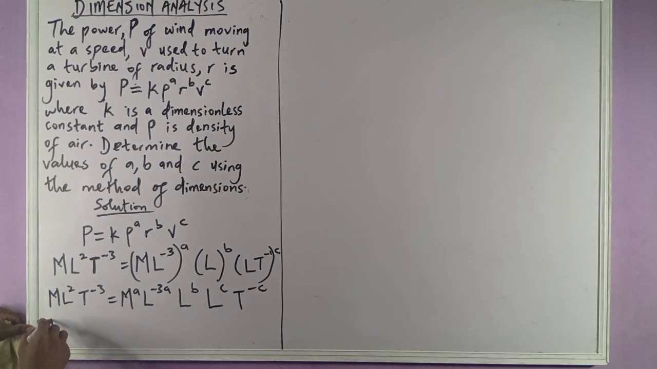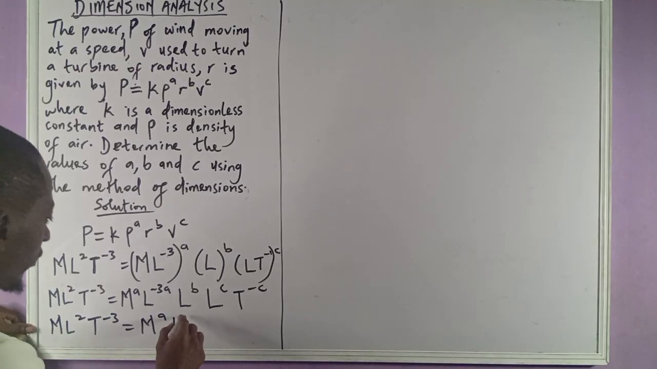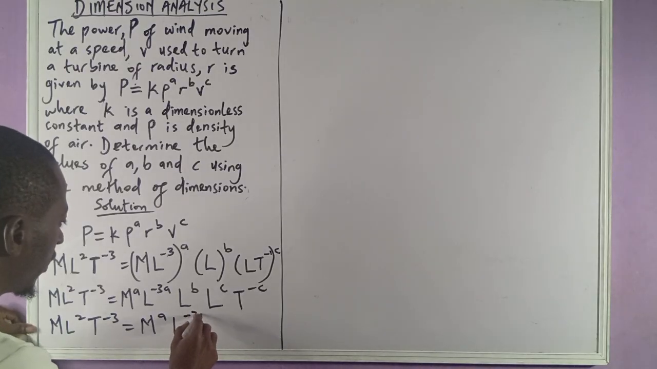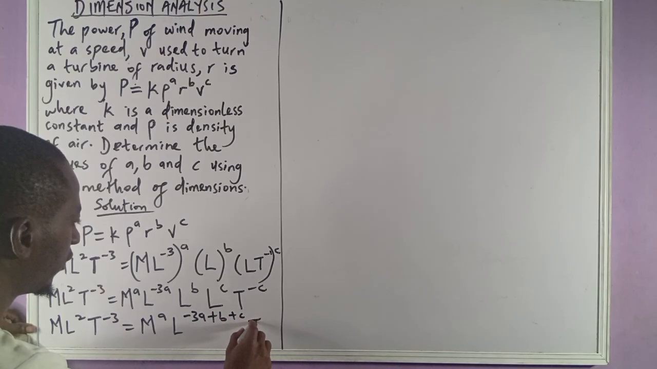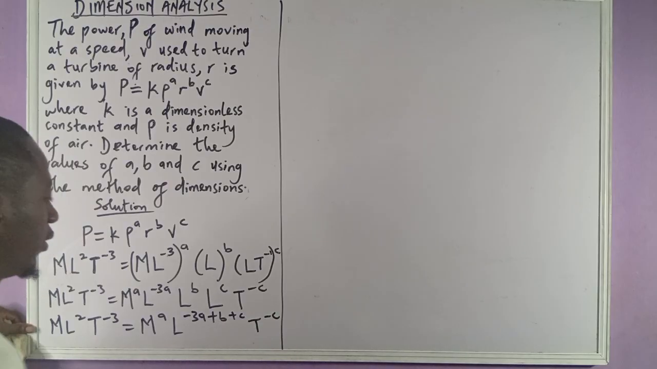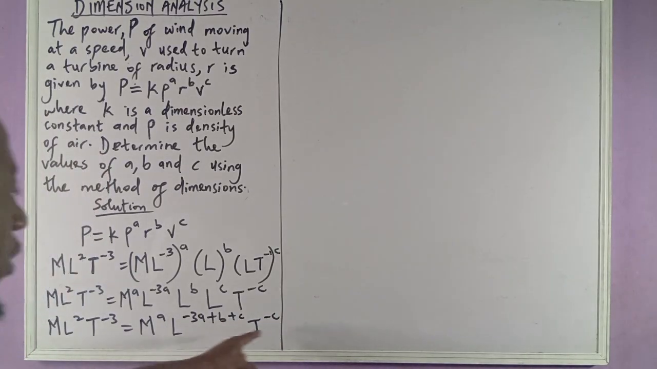So I'll have something looking like this: m L raised to power 2 T raised to power -3 is equals to m raised to power A. So write one L and add the power of all the L together: 3A plus B plus C, and the next thing T raised to power -C. So at this point, I'll equate the powers.